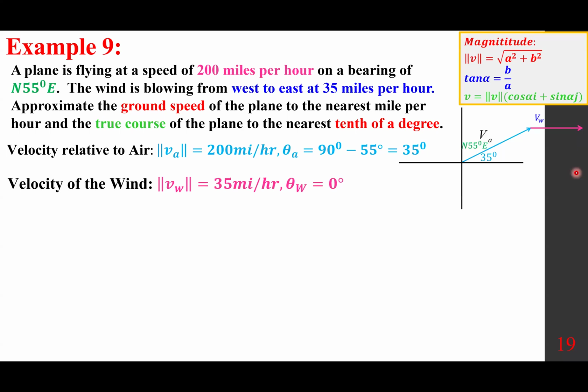So if we want to go with the component for this guy, we're going to go with this. v is the magnitude times cosine alpha i plus sine alpha j. We are going to go with this one. Okay, and this is the sum of the two, by the way. And this one has angle theta. This is angle theta.